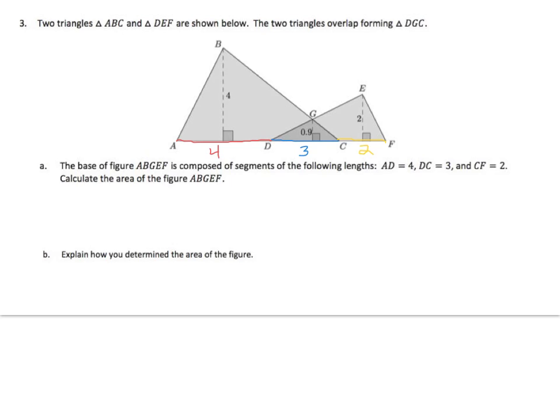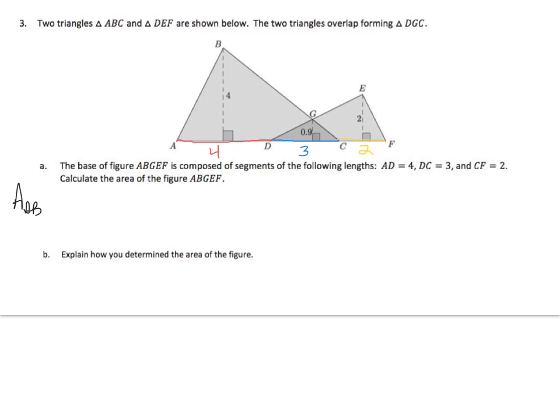So let's look at this. I need ABGEF. I want the area of the whole thing, right? Well, if I add the area of this triangle with the area of this triangle, that's awesome, except I've added this piece twice. So I think I need to subtract that out. So I'm going to have this big triangle plus the medium triangle minus the little triangle, because by adding the big triangle and the medium triangle, I've added this piece in twice, right? So let's calculate some areas.